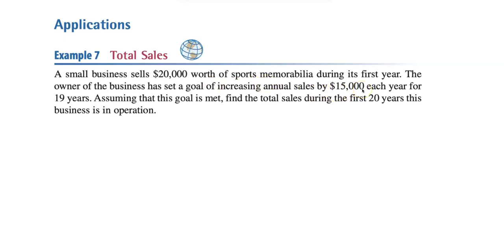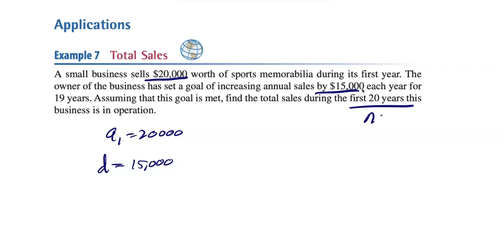So a couple things here. We have our first term, right? We have a1 equals 20K. We have our common difference. We want to increase by 15,000 each year. And we know we want to do it for the first 19 years, or 20 years. So n is 20. And we want the total sales. So we're looking for a sum.